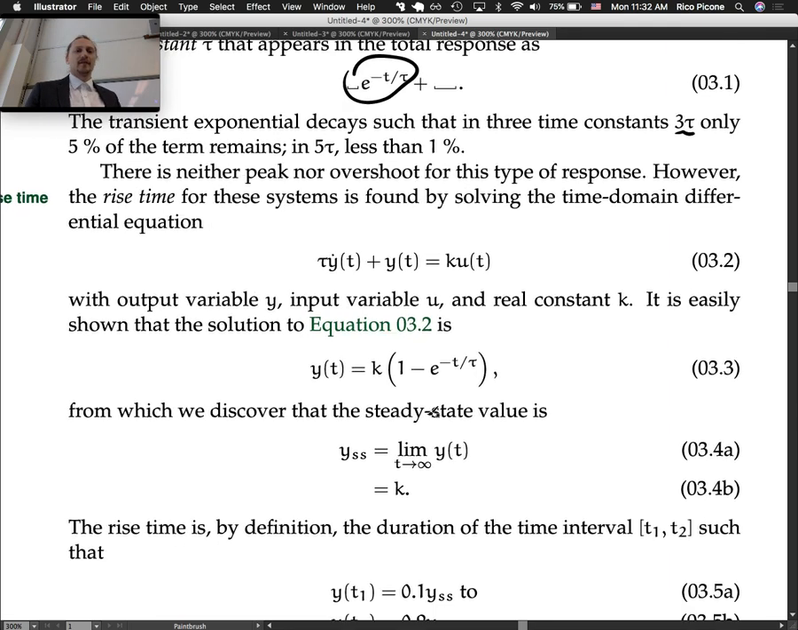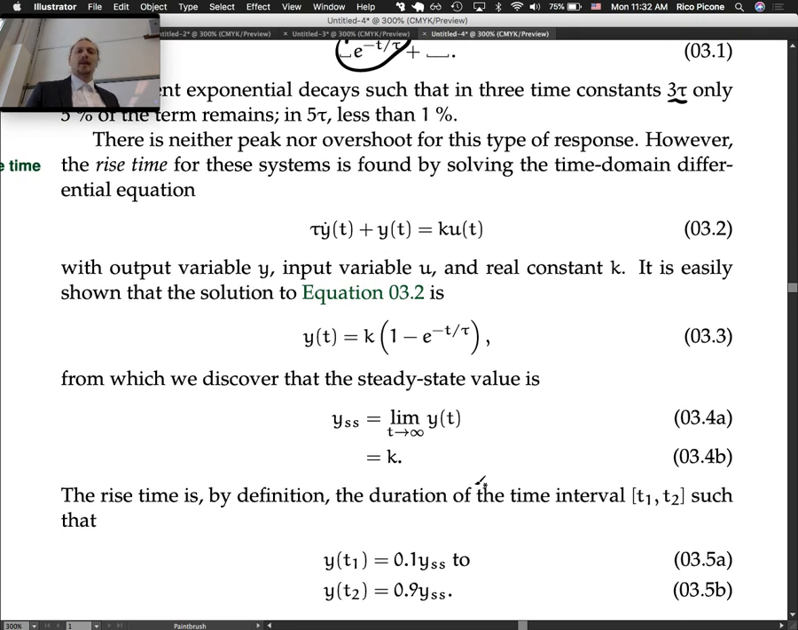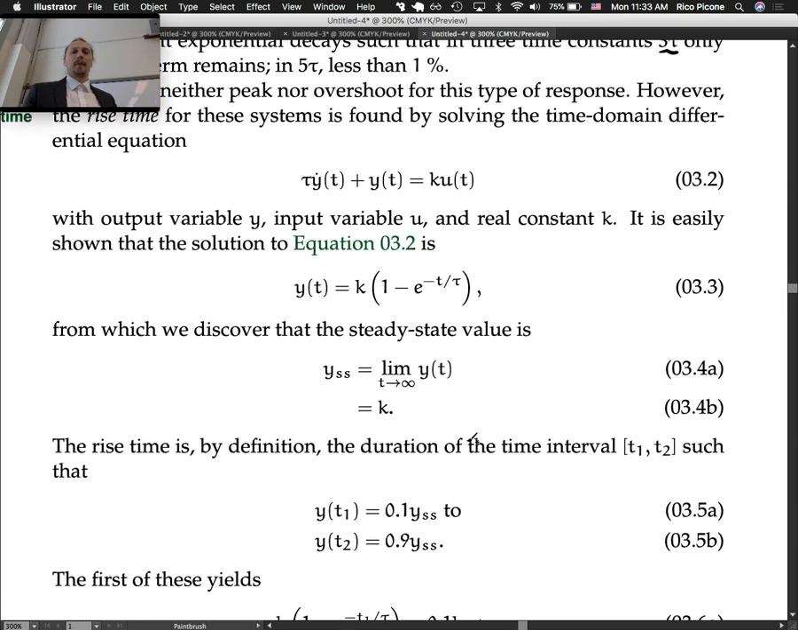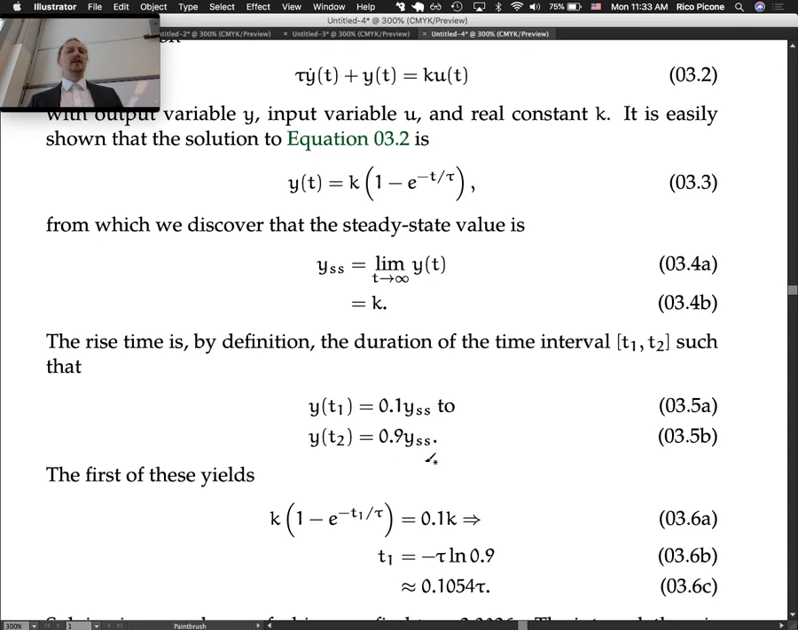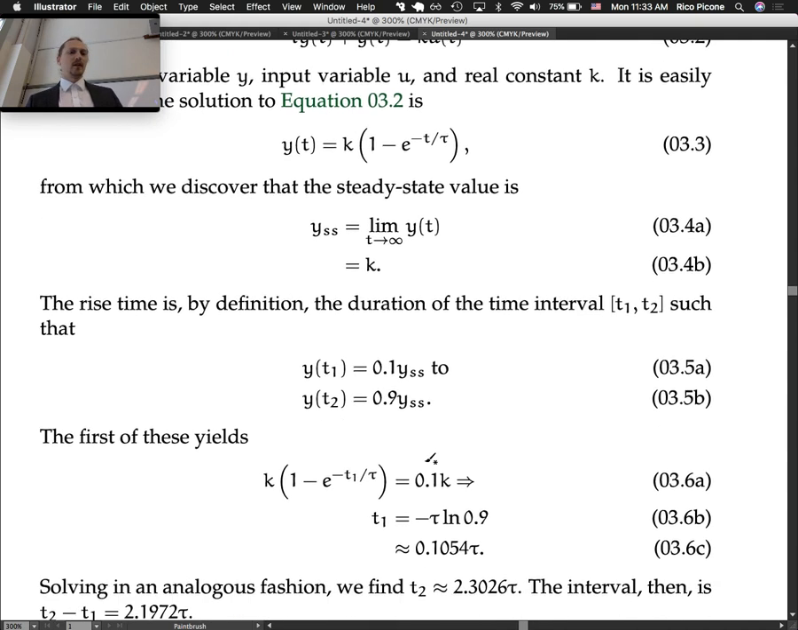That's the solution. From which we discover that the steady state value, taking the limit as time goes to infinity, this exponential goes to 0. So we have k times 1 left, so we have k as the steady state solution. The rise time is, by definition, the duration of the time interval, t1 to t2, such that y of t1 is 10% of the steady state and y of t2 is 90% of steady state. That was the definition we used in the last lecture.